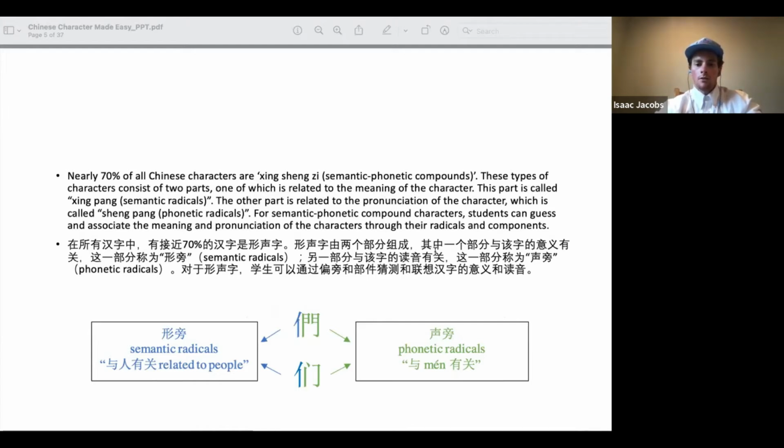For semantic phonetic compound characters, students can guess and associate the meaning and pronunciation of the characters through radicals and components. For example, in the Chinese character men, ren is the semantic radical, indicating that the meaning of the character is related to people, and man is the phonetic radical, indicating that the pronunciation of the character is related to man.